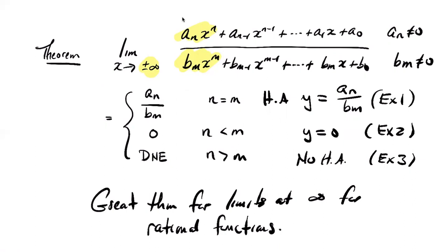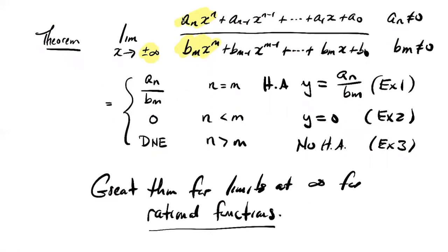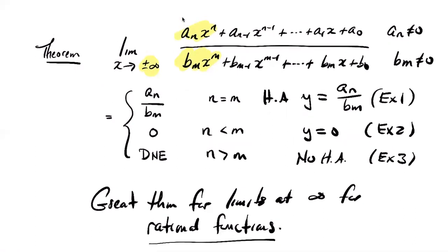Basically, you can glance at a rational function and quickly determine where the leading term is. Where is the highest power of x that you see? Is it in the numerator and denominator? Is it in the denominator? Is it in the numerator? The answer to that question dictates what the horizontal asymptote is.